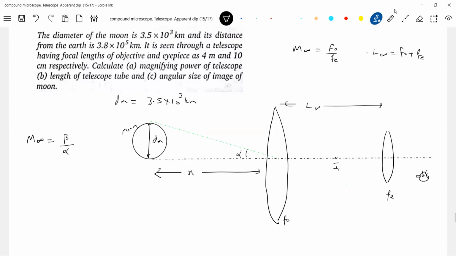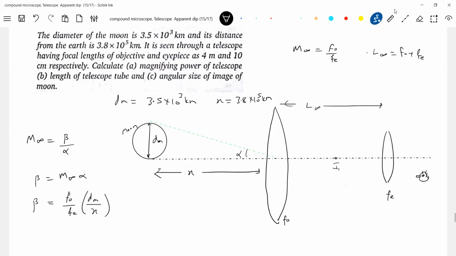Ten to the power of kilometer. And what is the distance? With the help of this, we'll get the alpha. Then beta is what he's asking. So F0 by Fe, and alpha you can write as d_m by x. You'll get that angle. Agree with this one? So what is this angle, degree or radian? Radian, no? So you convert that degrees with pi by 180.